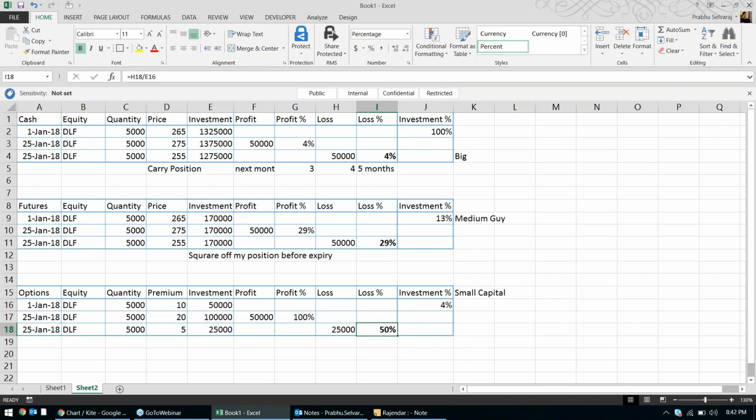What is the risk associated with each kind of trading? What is the profit expected out of each kind of trading? Any doubts in any of these fundamental understandings of the difference between cash, futures, and options? Quickly, within the next 15 minutes, we'll cover all the topics and doubts, and then we'll move to the StockEdge application.